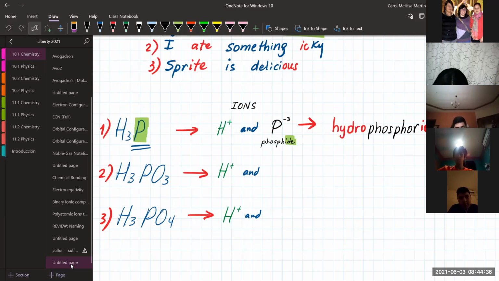For the second example, I have the ion H plus and the rest of my acid, that is PO3. Now, what ion is PO3? What charge does it have? The name is phosphite, and the charge is also -3.